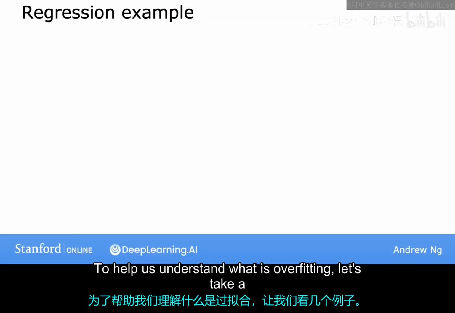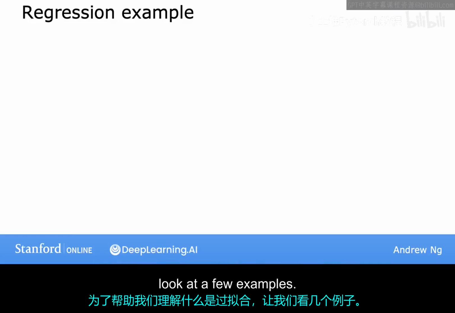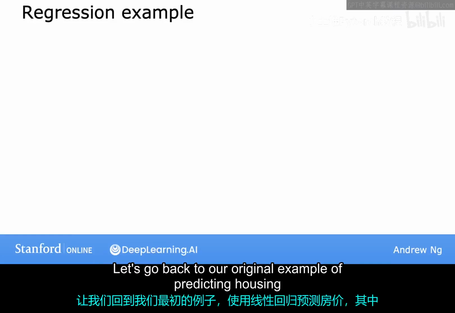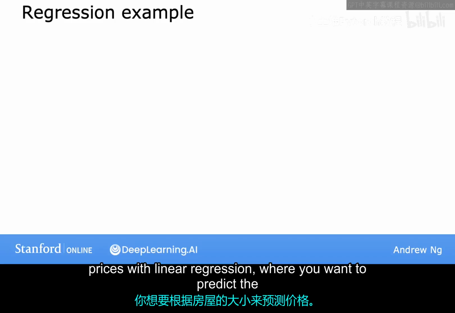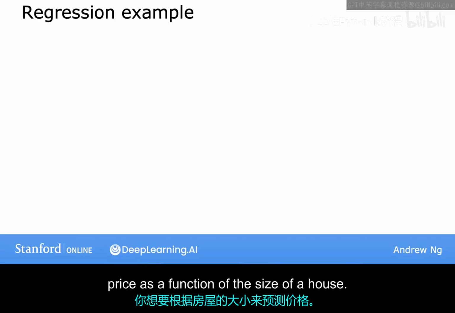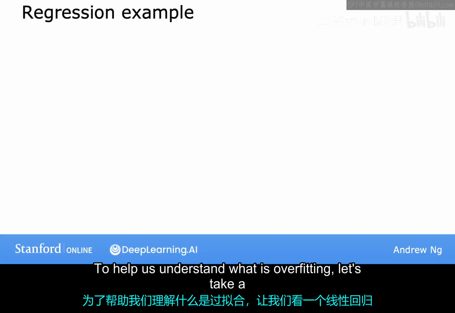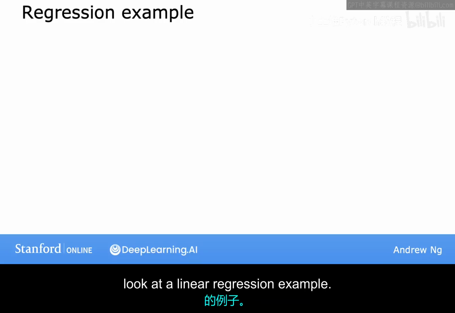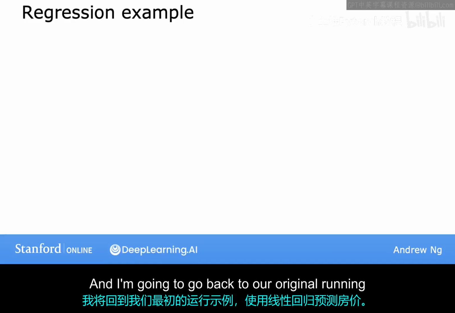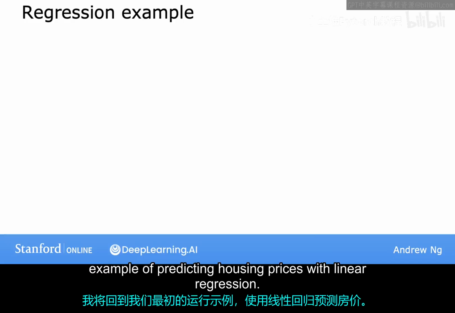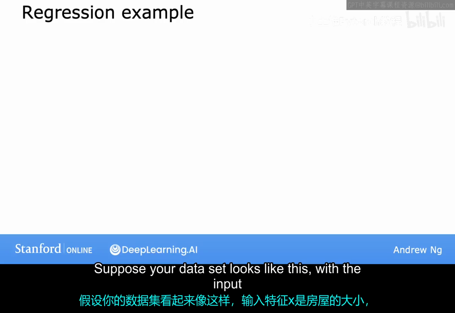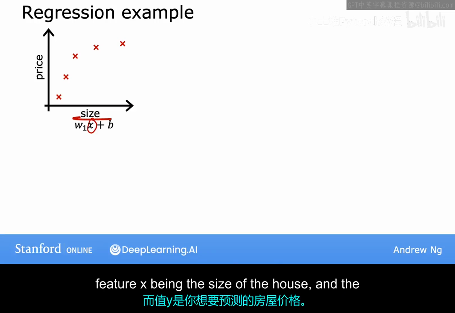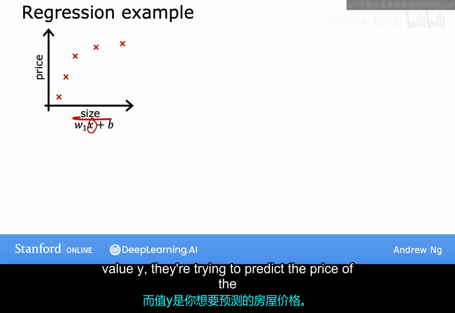To help us understand what is overfitting, let's take a look at a few examples. Let's go back to our original example of predicting housing prices with linear regression, where you want to predict the price as a function of the size of a house. Suppose your data set looks like this, with the input feature x being the size of the house and the value y they're trying to predict the price of the house.